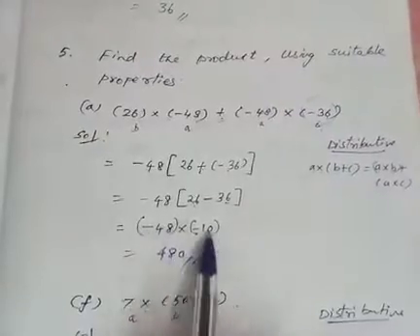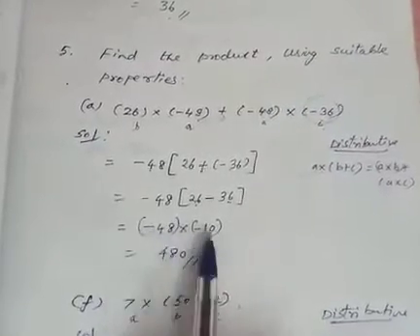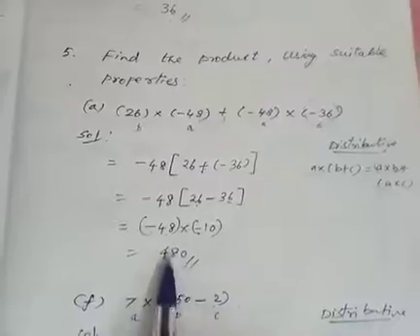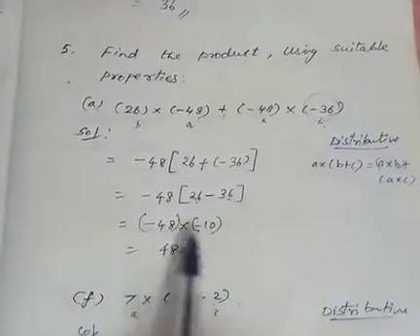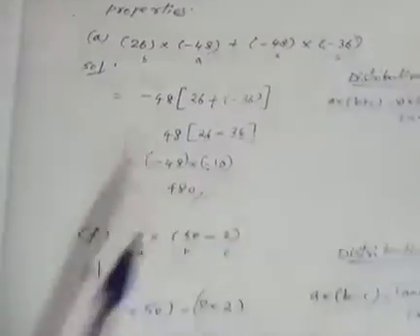Here both are negative integers. The product of negative integers is a positive integer. So the answer is a positive integer. 48 into 10, the answer is 480.